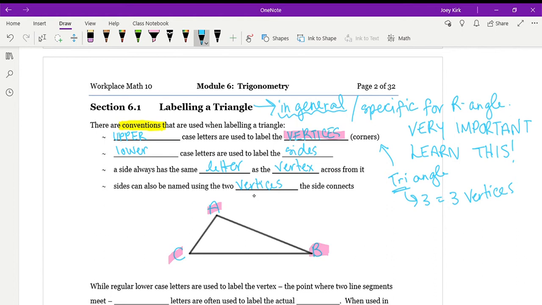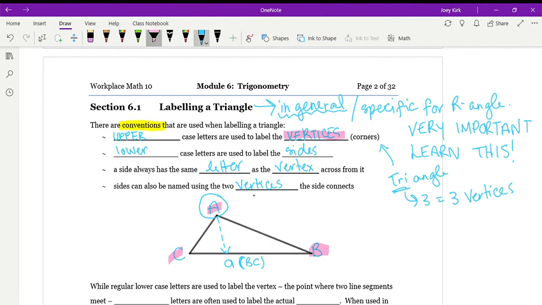All right, so let's look at this. Okay, so we've got our vertex A. Now, side A is going to be the side that is across from the vertex A. So this is the side little a. Another way that we could call that side is side BC, because it's in between side B and side C.